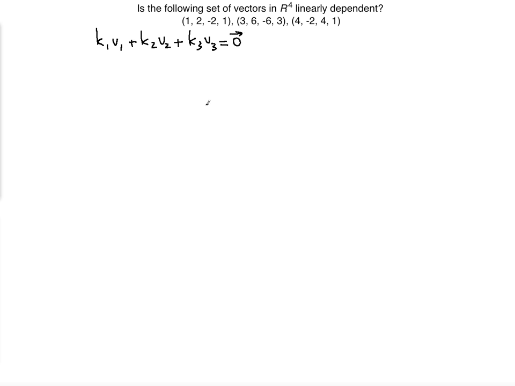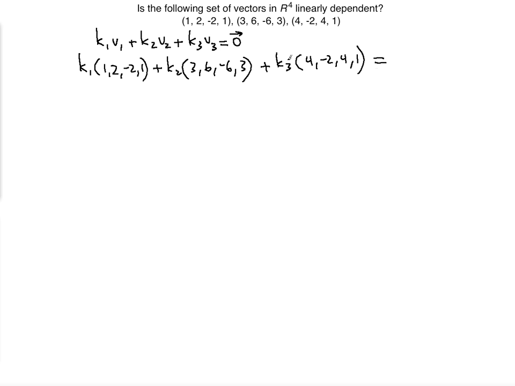So what this means is that we're going to have k1 times the first vector plus k2 times the second vector plus k3 times the third vector equal to the zero vector, which is just all zeros.